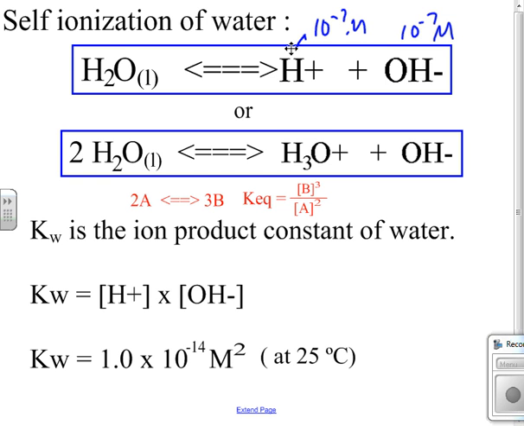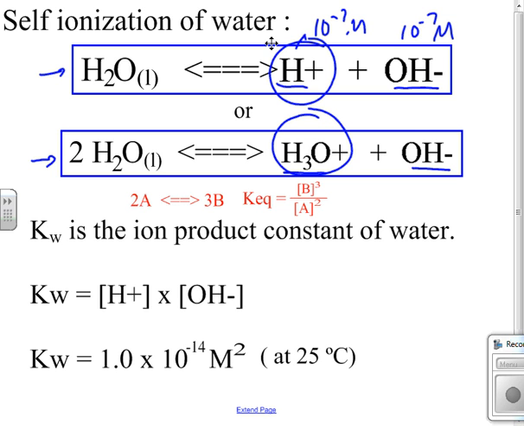So we still consider water to be a non-electrolyte molecular compound, even though it does dissociate to a very small extent. We can write this reaction with a single water molecule, in which case you get a hydrogen ion and a hydroxyl ion, or we can write it with two water molecules, in which case we get a hydronium ion and a hydroxyl ion. For our purposes, we will pretty much treat these two ions as the same, so that is something that you want to keep in mind.